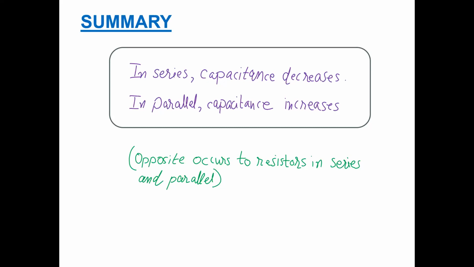So when capacitors are connected in series, capacitance decreases. So if you want to decrease the capacitance, you have to go in series. And if you want to increase the capacitance, you have to go in parallel.